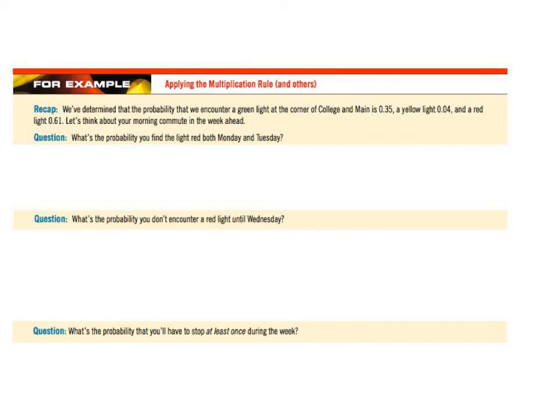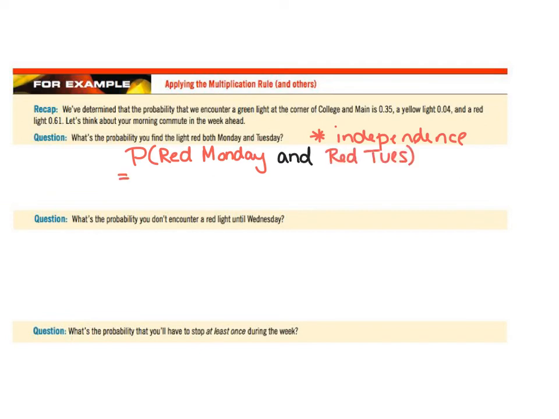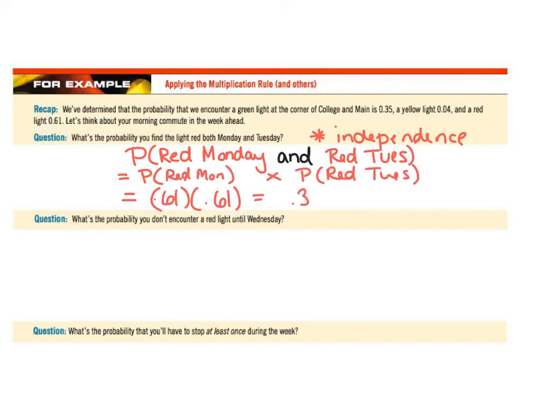Let's think about your morning commute in the week ahead. What's the probability that you find the light red both on Monday and Tuesday? First of all, I would say it is okay to assume independence here, because what happens on Monday is not going to impact how the light changes on Tuesday. So I'm going to say the probability that it's red on Monday and red on Tuesday, since these are independent, is the same as finding your events separately and multiplying them together, which would be equal to 0.61 times 0.61, or 0.3721.